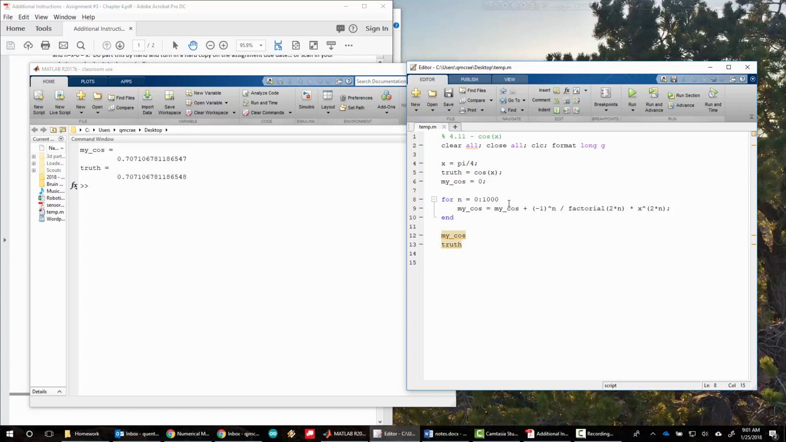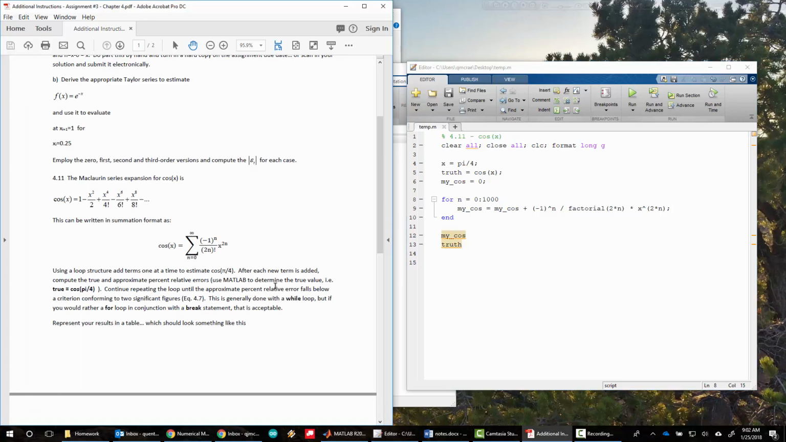If you're just doing a one-off, it almost doesn't matter. But since the intent of this is to be able to use it in some grand program to do stuff, you don't want to do 1,000 iterations when you only need 4, and you don't want to do 7 iterations when in reality you need 190. So you need to figure out, how do I do this until I can stop, until I have to stop? When am I accurate enough? And that comes to this part right here. It says we're supposed to continue repeating the loop until the approximate percent relative error falls below a criterion conforming to 2 sig figs. Okay, so we talked about this.